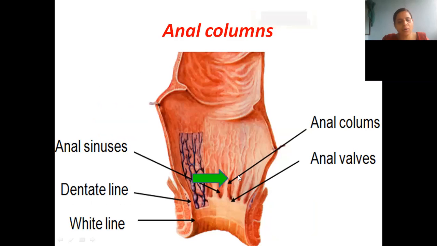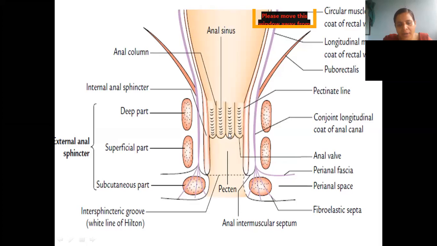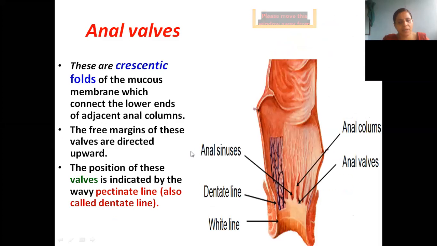So these are anal columns, which are nothing but permanent mucosal folds. Then see, this is Vishram Singh's picture. Whichever book is easy for you, you can follow that. So these are anal columns, which are permanent mucosal folds. Here you have openings, which are anal sinuses. Lower down you are finding this area, which is the anal valve. We will come back to that picture if required.